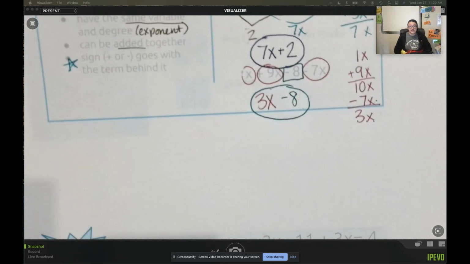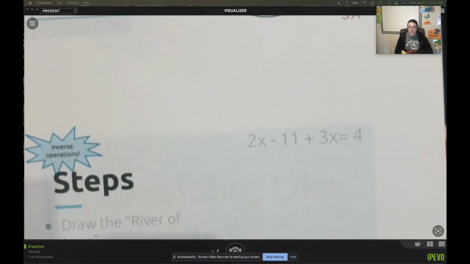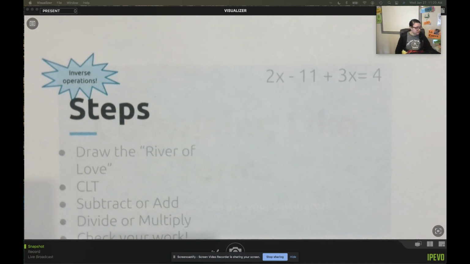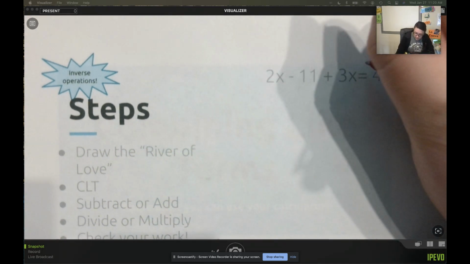Let's go ahead and take combining like terms and apply it to solving an equation. We're still going to start off with drawing our river of love through the middle.